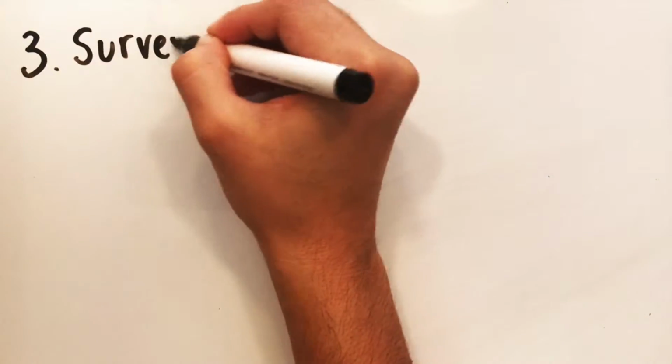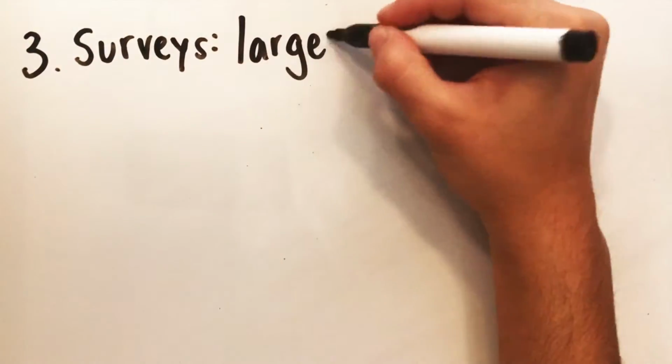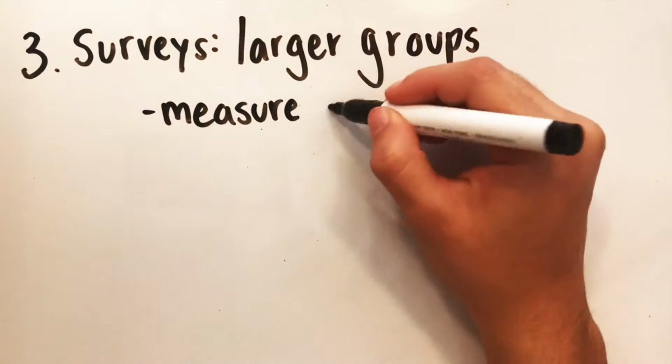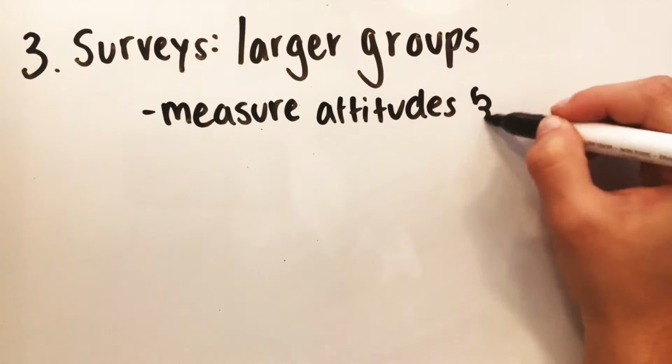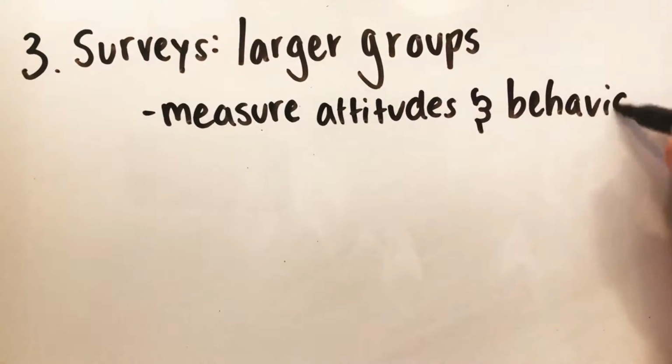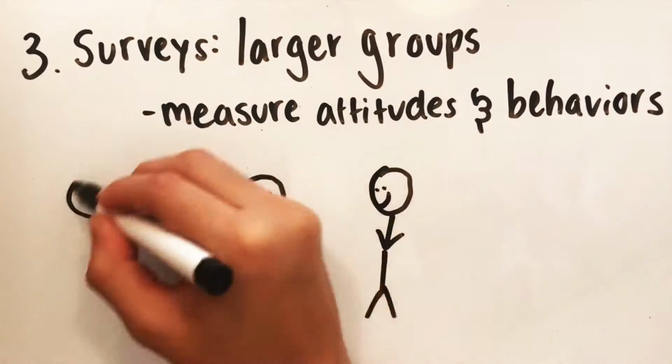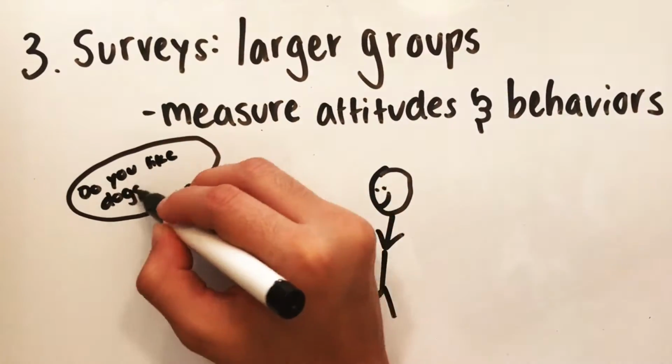Next, we have surveys. Surveys are studied in larger groups and are used to measure attitudes and behavior patterns. These are often in the forms of questionnaires and results that counter common beliefs. Surveys are the most common method of psychological research.